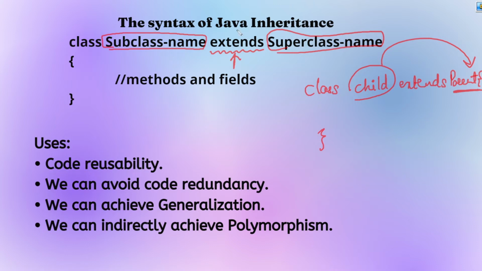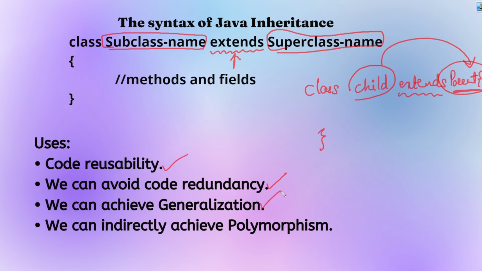What are the uses of inheritance? You can use the code again and again. That is, if you have written the code in your parent class, no need to write the same code again in your child class. You just have to write the extends keyword and this child class will have the code that is there in your parent class. We can avoid code redundancy, that is, avoiding similar lines of code in your program.